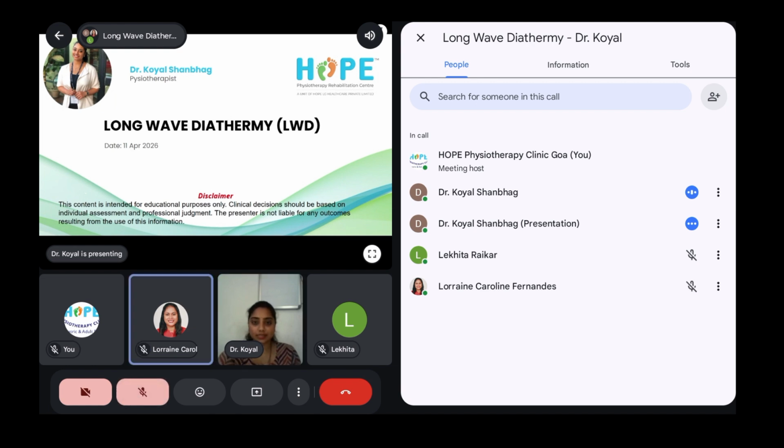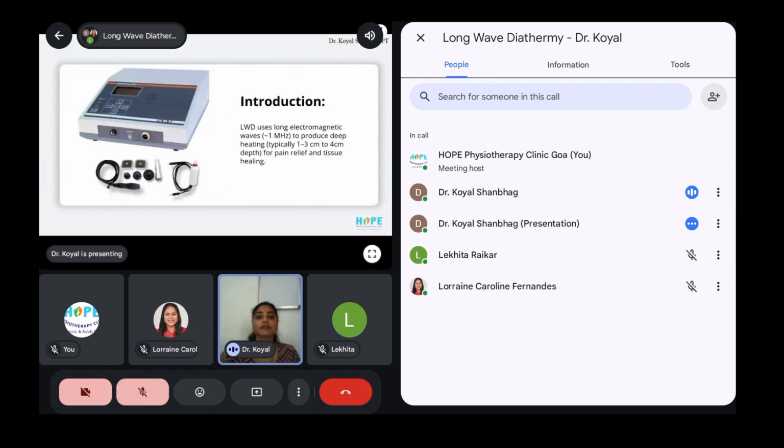Yes. So, as the name says, long wave diathermy. This is the machine that we have seen in our clinic and we have been using it. Long wave diathermy means we use long electromagnetic waves, usually of 1 megahertz, to produce a deep heating which usually goes 1 to 3 centimeters or even 4 centimeters inside and gives us pain relief and tissue healing.